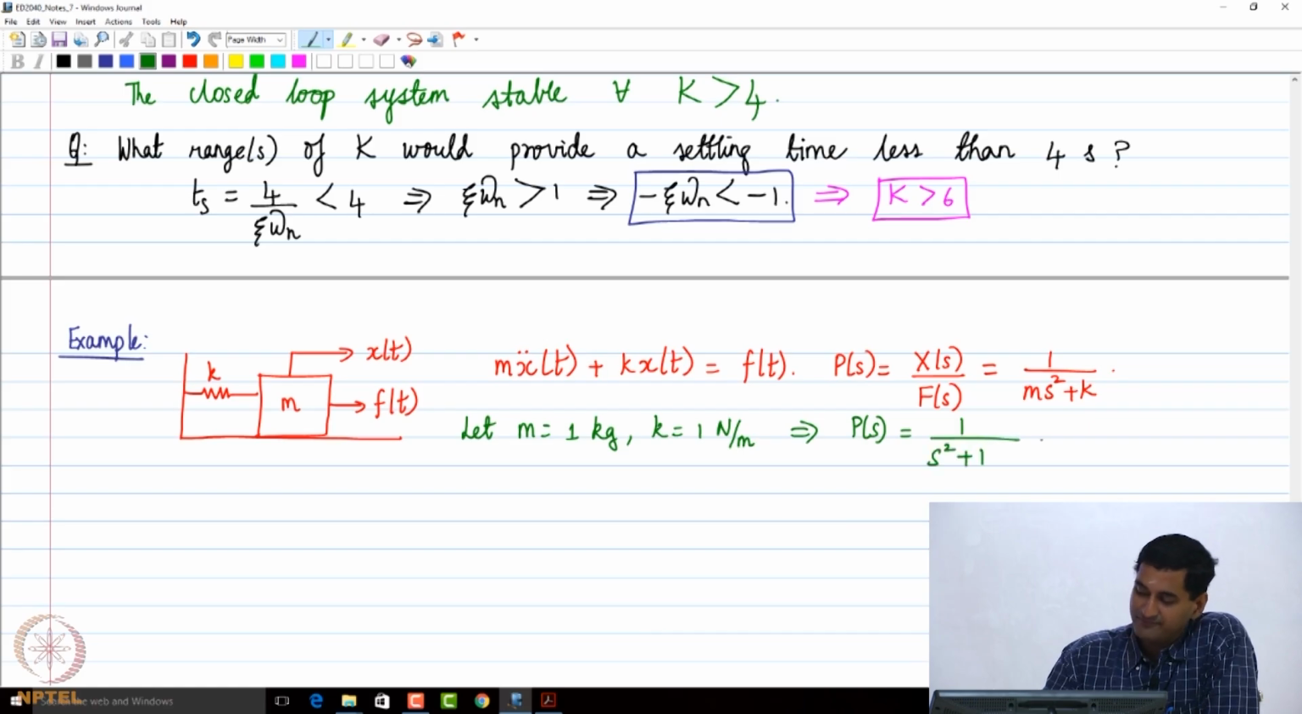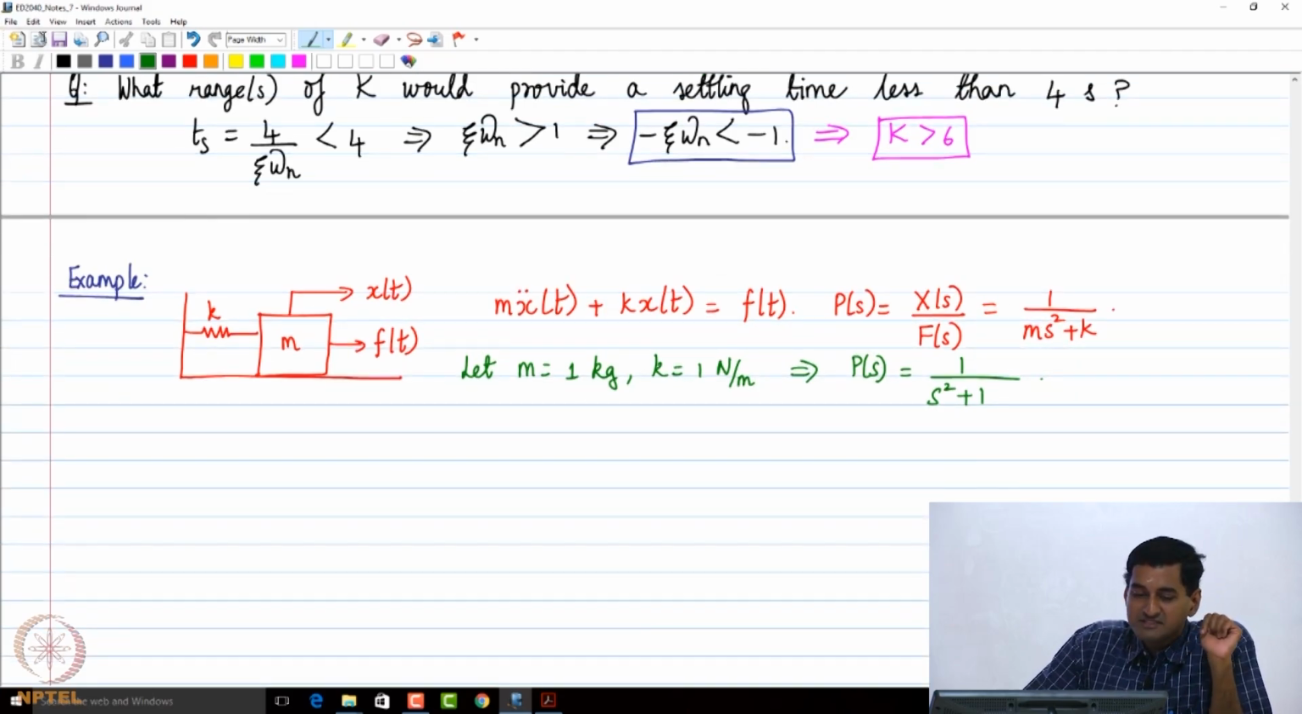So, this implies that the plant transfer function is going to be equal to 1 divided by s squared plus 1. The poles of the plant transfer function are going to be at plus and minus j. So, is this system BIBO stable? Yes, no?